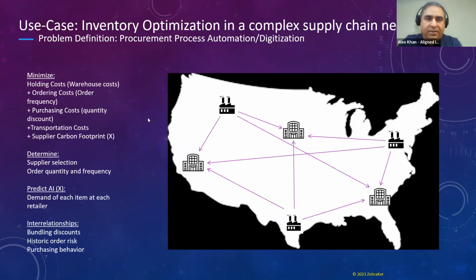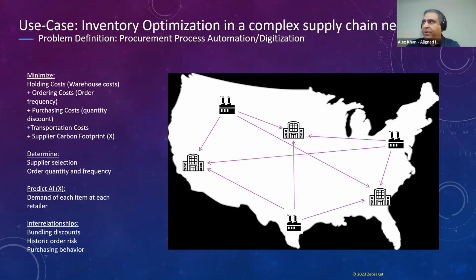So in this case, with ZebraCat, we worked on this optimization problem where we are minimizing the holding cost, purchasing cost, transportation cost. And what we're trying to determine is where should we order inventory and what schedule should we order the inventory on. So it's a complicated problem.